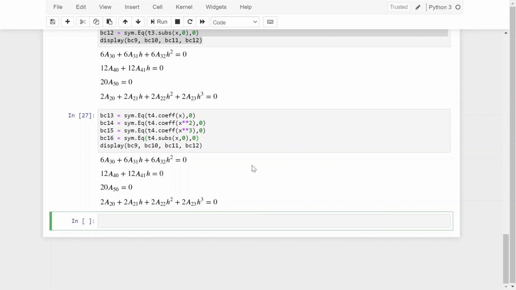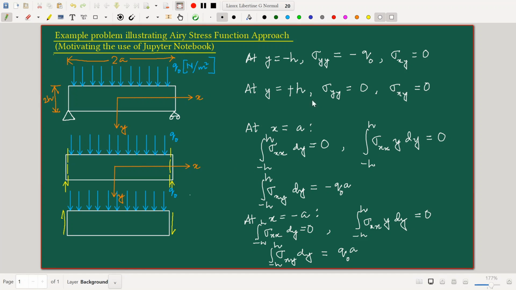Next, we have to consider the two vertical edges. So let's take a quick look at the vertical edge x equal to a. Here we have three boundary conditions: the axial force, the bending moment, and the shear force. So we are going to implement them one by one. Again we are required to substitute x equal to a in the expression of sigma xx, and similarly for sigma xy. So let's do that first.